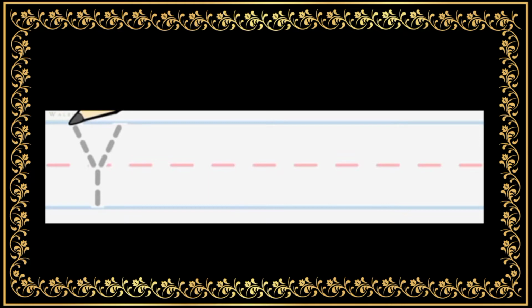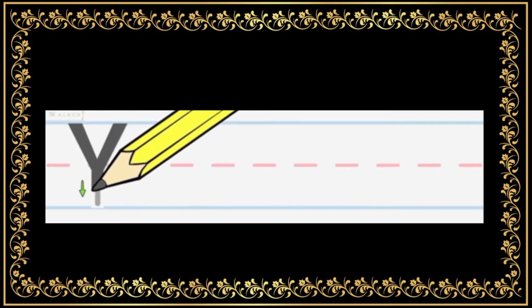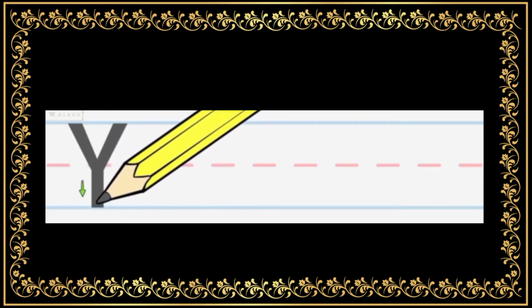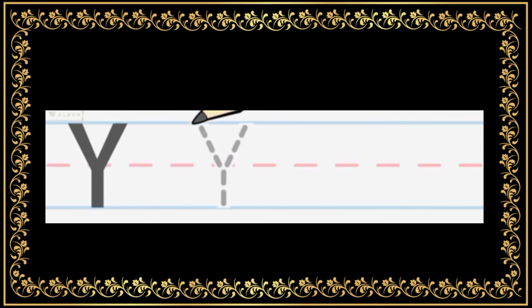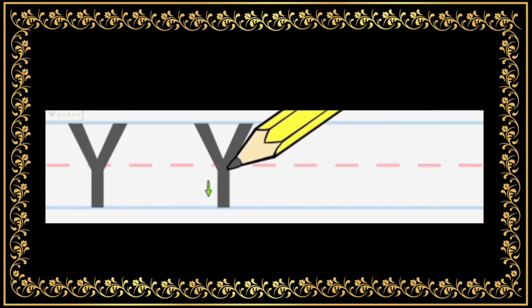The big Y. Start at the top and make a line down to the right. Then go back to the top and make a line down to the left. Now, make one more line down to the bottom. Let's try it again. Down to the right, down to the left, down to the bottom. Now you try. Now, check if you did it right.